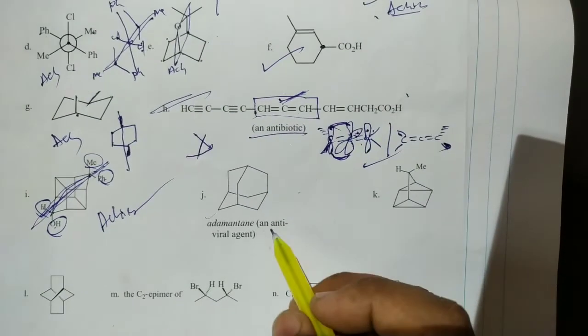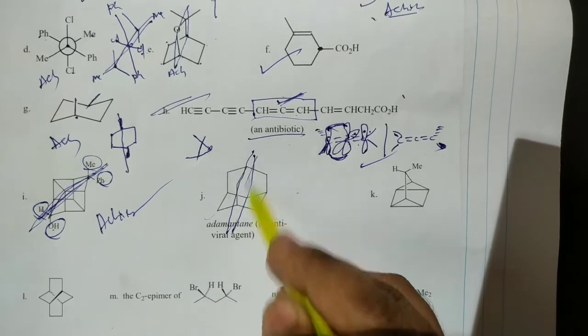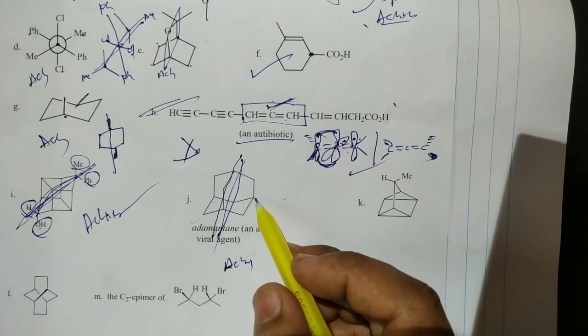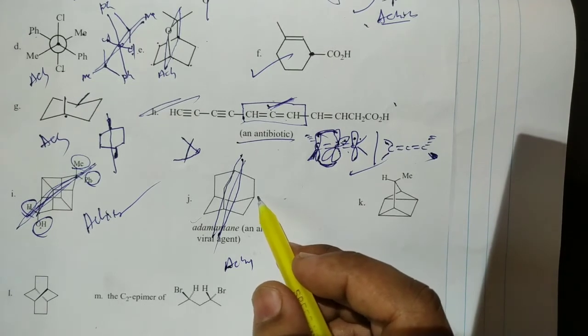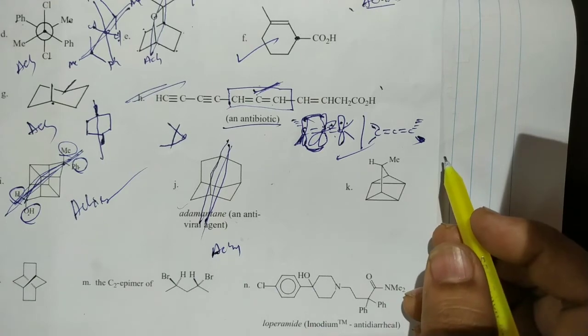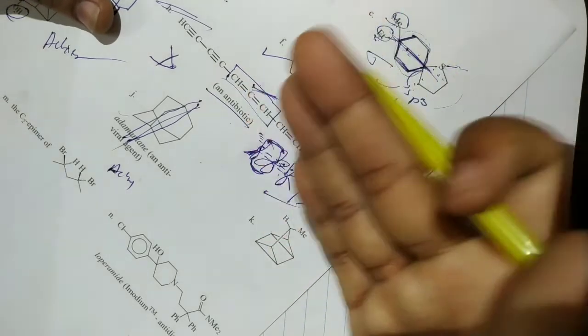Okay, and of course adamantane is also a symmetric molecule that can be cut into two equal halves. So it is also an achiral molecule. Okay, of course there is no chiral carbon here also. Next we are coming to this one. It is also some polycyclic compound, but in this case this molecule can be cut like this.